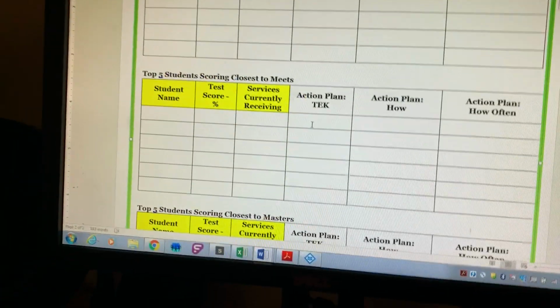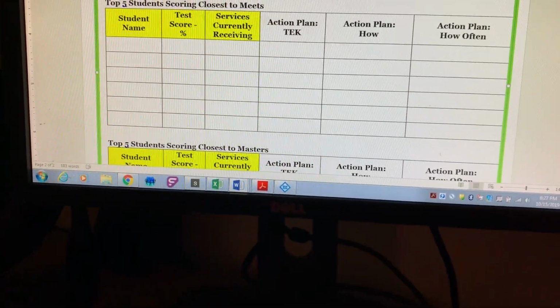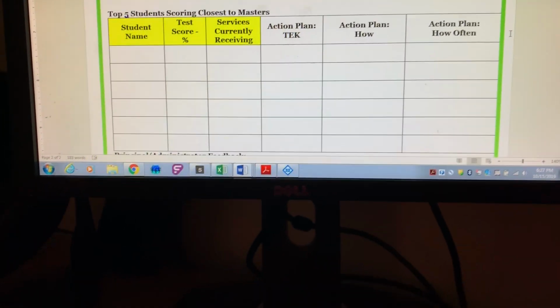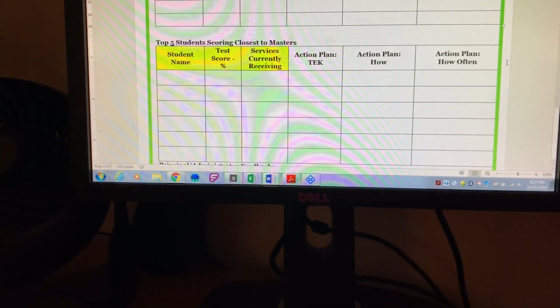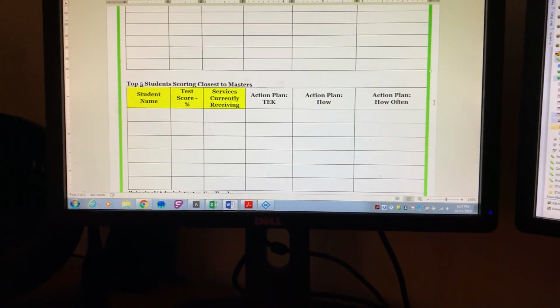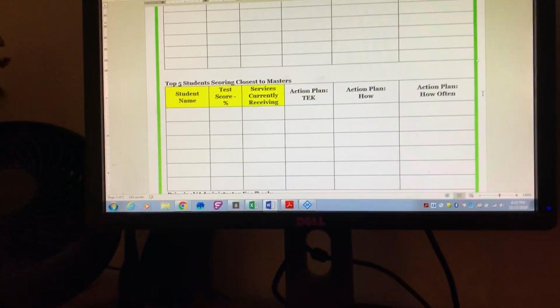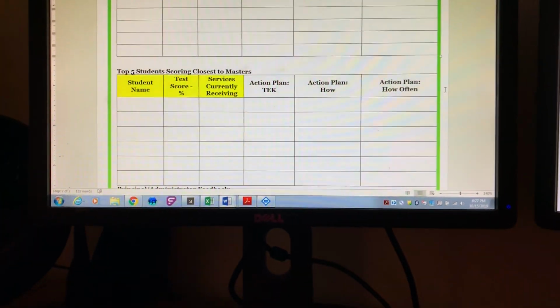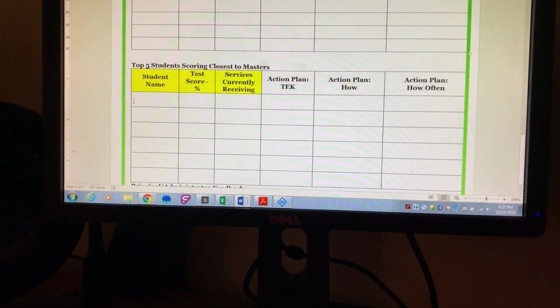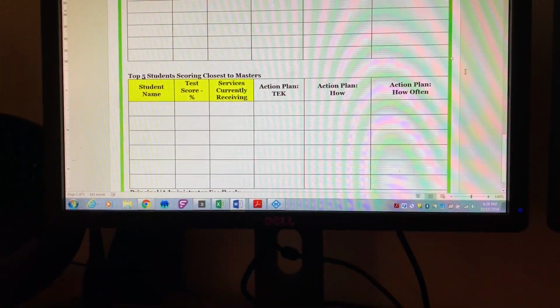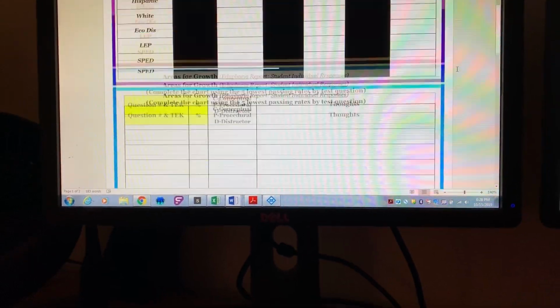All right, and then the last section is the top 5 students scoring closest to masters. So you're going to do the same thing you did for meets, except you're going to find the ones that are closest to the masters. So again, you would have to know what a student has to get masters in order for you to identify those particular students.